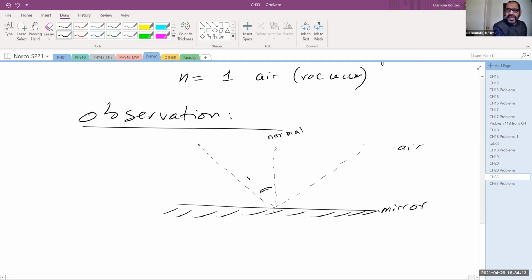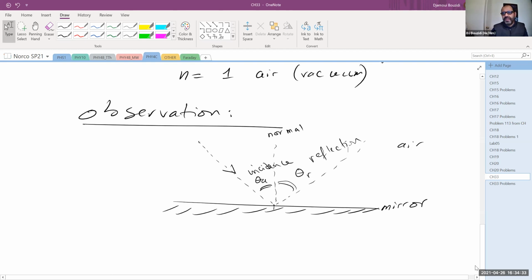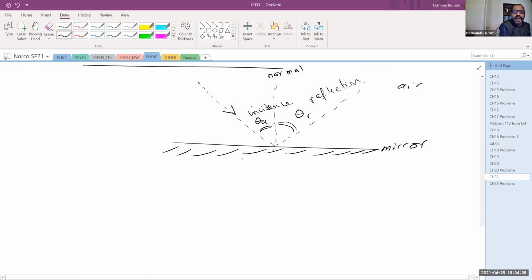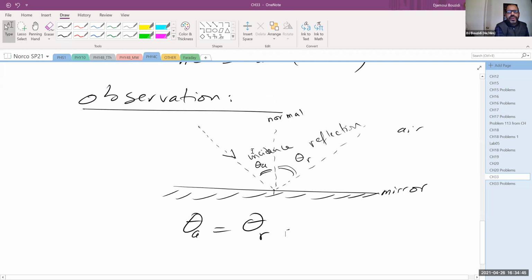This is what I'm going to call the incidence. This is the angle of incidence, theta A. This is the angle of reflection, theta R. So this is the reflection. Experiment has shown that these two angles are the same: theta A is equal to theta R. Okay, so this is easy enough. This is geometry, it has nothing to do with anything else. The only thing you have to remember is that the angle is measured, by definition, from the normal.